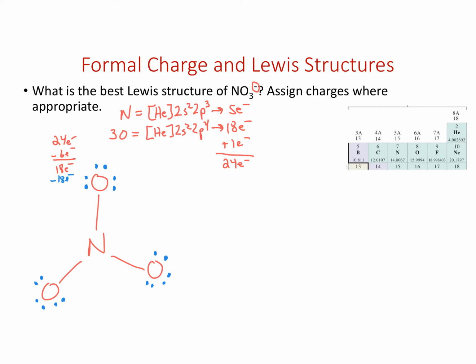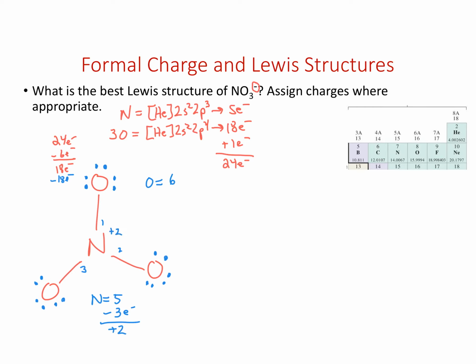To determine formal charge, we need to look at the group number. So oxygen is group 6. Nitrogen is group 5, and of this nitrogen, how many electrons do I have assigned to it? I have 1 electron from this bond, 2 electrons, and 3 electrons assigned to it. So my group number is 5, and I have 3 electrons assigned. That's going to give me a charge of +2.